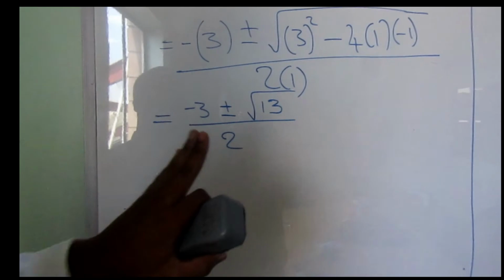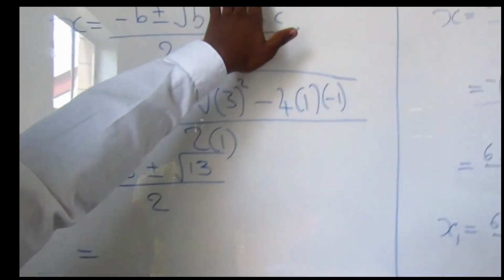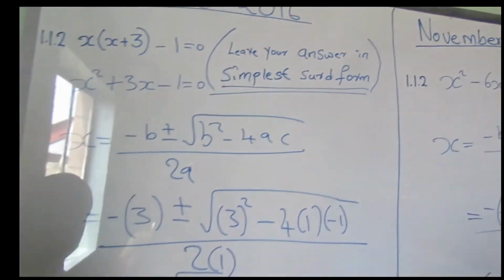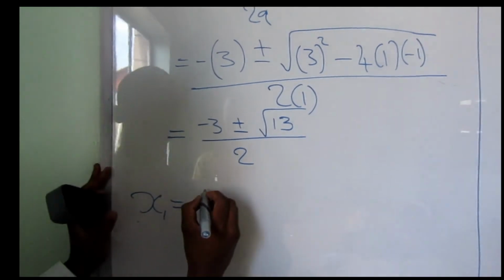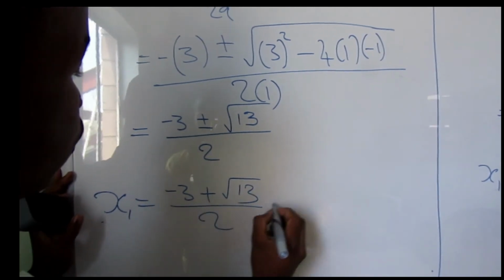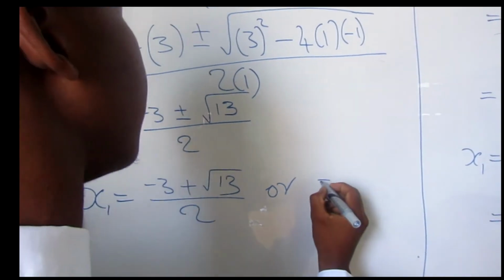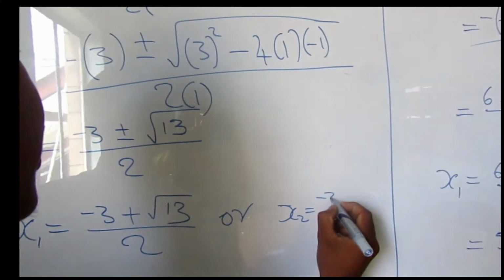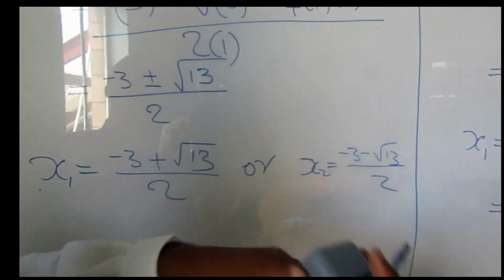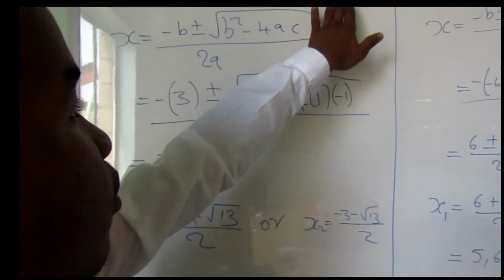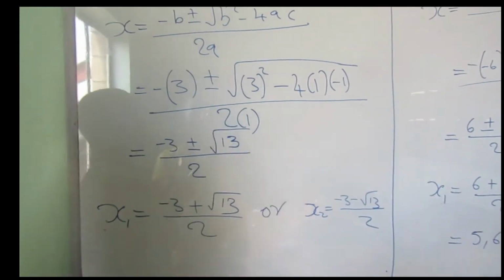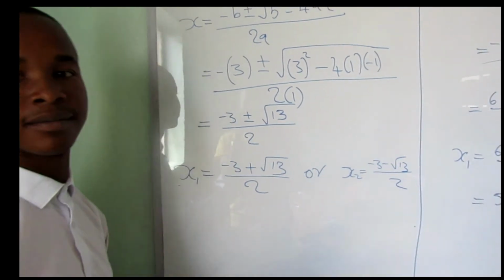Then when you arrive here, they told us that we need to leave it in simplest surd form. Consider this. Then here we say x1 is negative 3 plus root 13 divided by 2, or x2 is negative 3 minus root 13 divided by 2. Because they said we must leave our answer in simplest surd form, we don't have to simplify when we arrive here. Thanks, I will be proceeding with 1.3. Stay tuned.